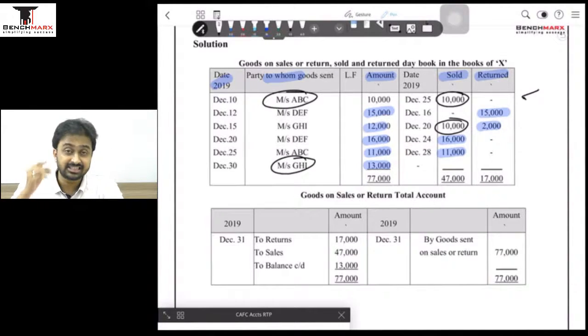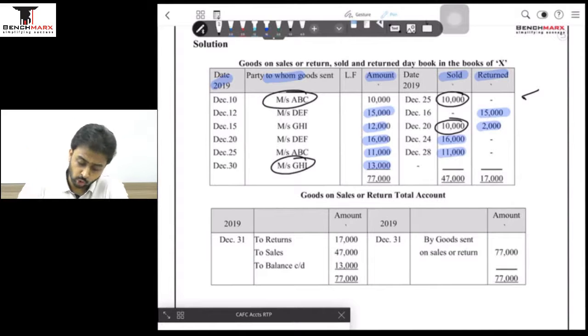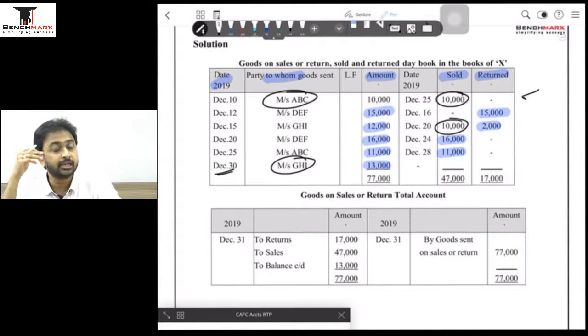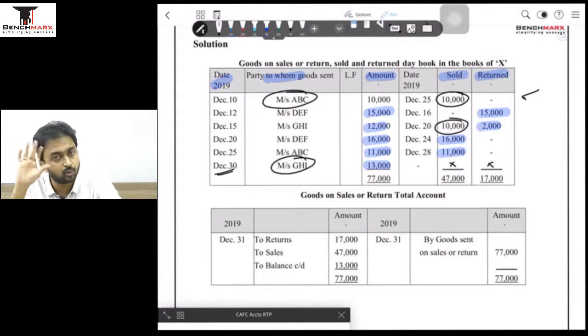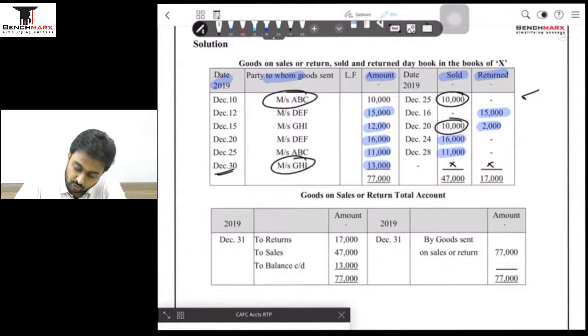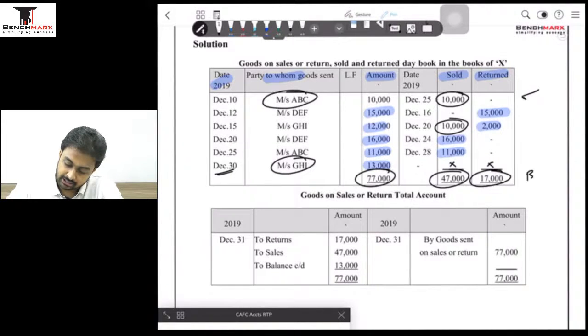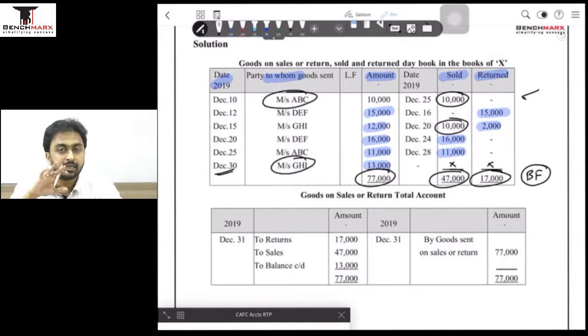Now note that इस बंदे का भी इंफॉर्मेशन नहीं आया था, इसका भी इंफॉर्मेशन नहीं आया, but for ABC we have taken it in sales because the 15-day period is over. In the case of GHI, the 15-day period is still not over because 30 December को भेजा है, so the 15-day period will get over on 14th of Jan. So 31st Jan को it is still pending approval. It is because of this it will neither come in sold because ये sales हुआ ही नहीं है, return भी नहीं किया because it is still pending approval. Simple. तो 77,000 goods have been total sent, out of which 47 are sold, 17,000 are returned. जो भी तुम्हारा बैलेंसिंग फिगर है that is still pending approval.